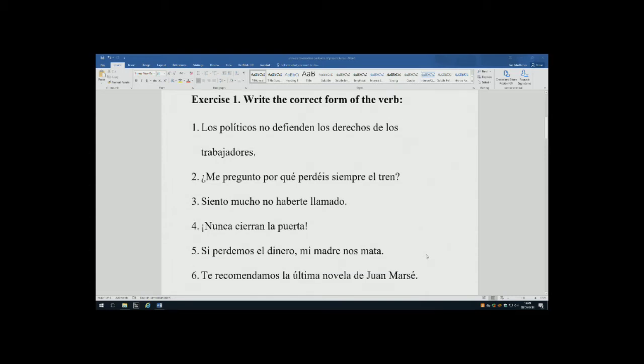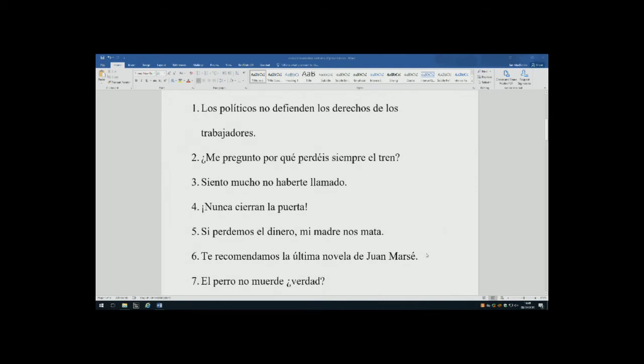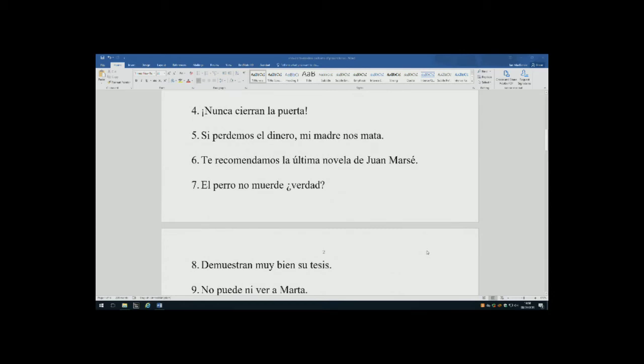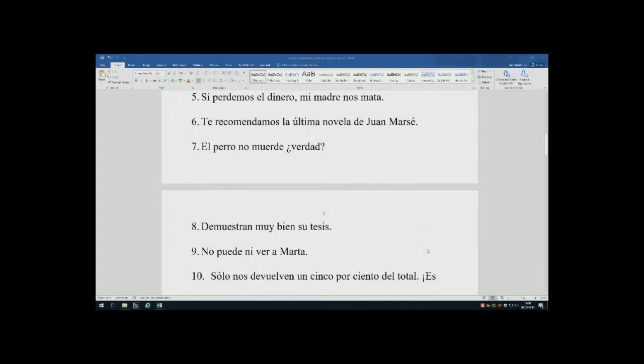Te recomendamos, very good. El perro no muerde, very good. Number 8, demuestran, thank you, demuestran. Number 9, no puedo ni ver a Marta, I can't even see Martha, or Marta. Number 10, solo nos devuelven un 5% del total.